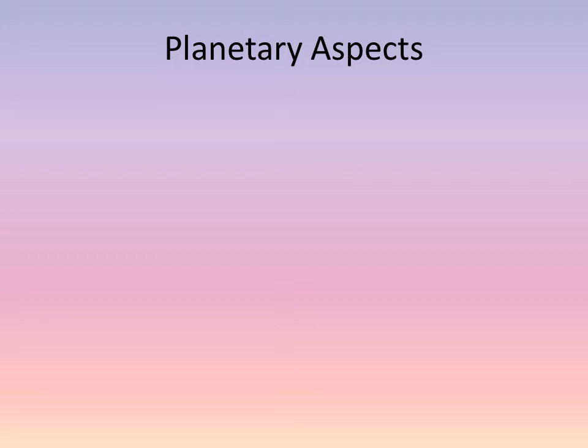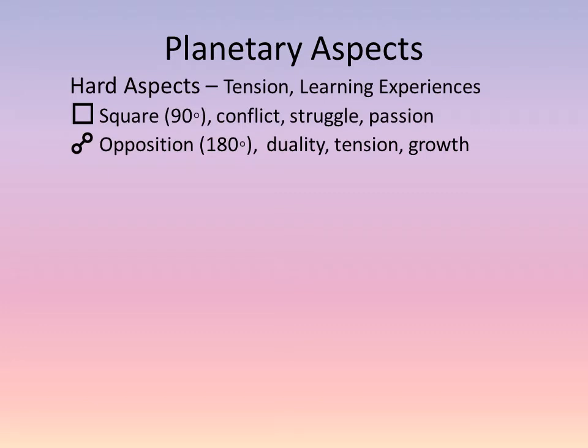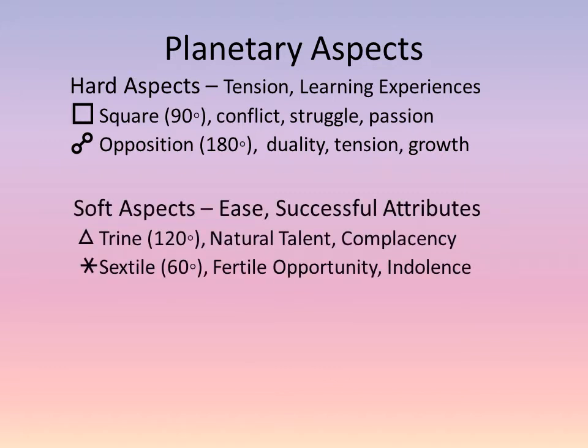Let's discuss planetary aspects. There's hard aspects, which represent tension that creates learning experiences. The first one is a square, which is 90 degrees separation, which describes conflict, struggle, and passion. And then there's the opposition, which is 180 degrees, that describes duality, tension, and growth. Then there's the soft aspects that are easy and successful attributes. There's the trine that's 120 degrees that describes natural talent and can make you complacent because it's something that comes easy to you. And then the sextile that's 60 degrees, it's a fertile opportunity, but maybe indolence or some sort of taking it for granted.